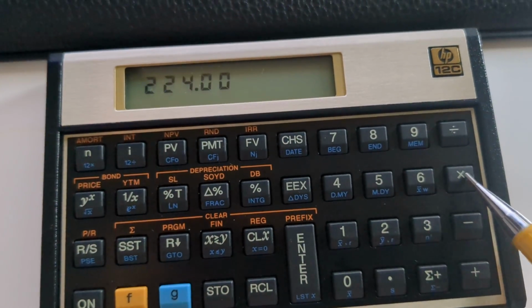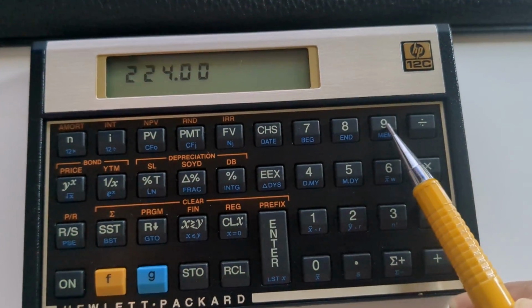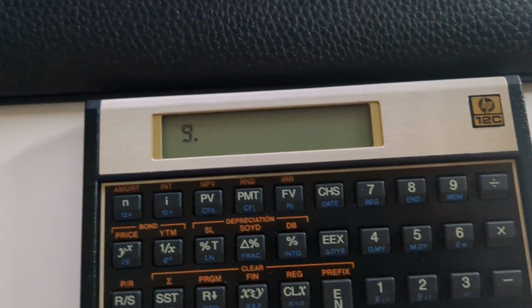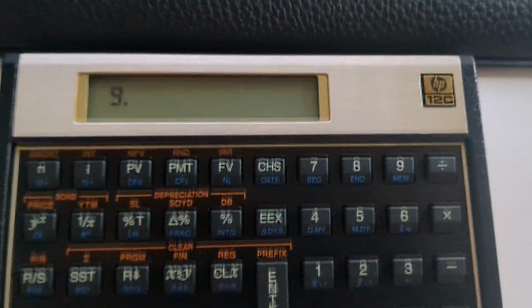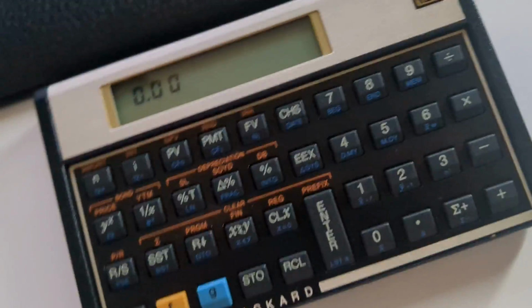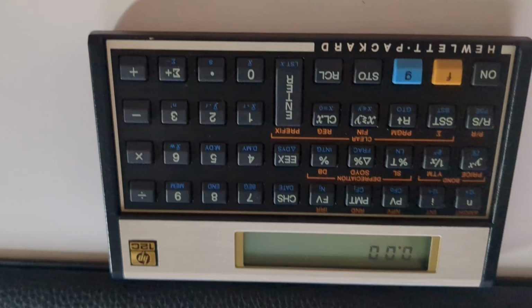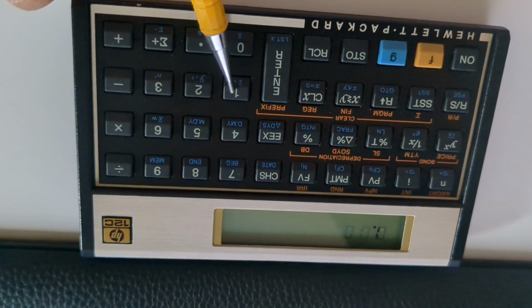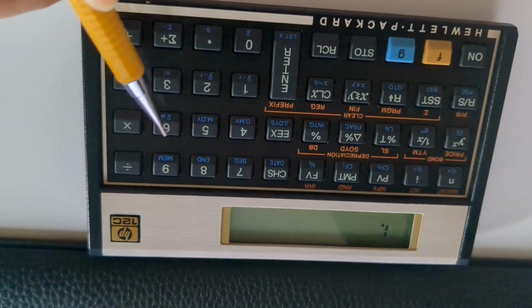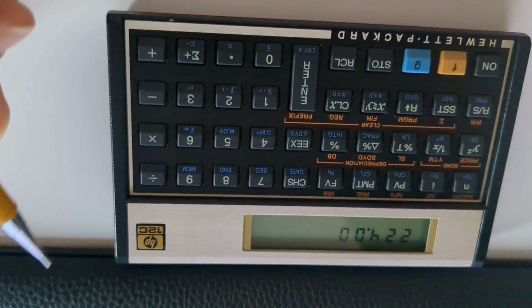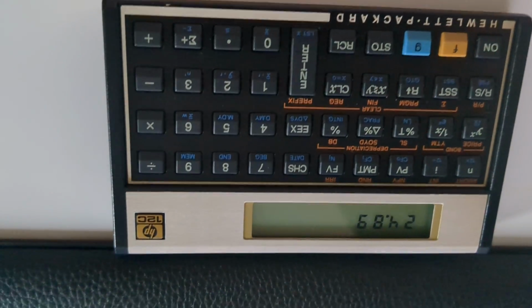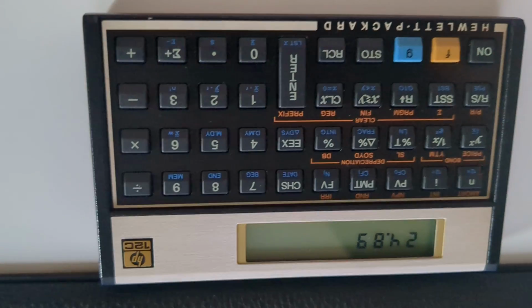Times, then 9. Let me switch it up so that it can be easy. This will be 14 enter 16 times, 9 and then division. So the answer would be 24.89.